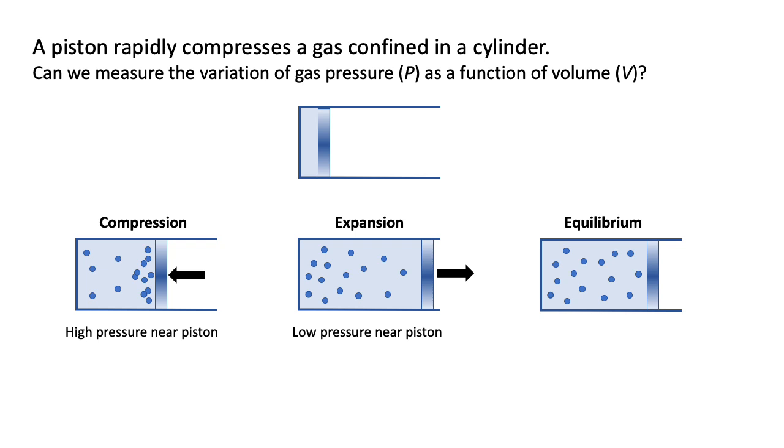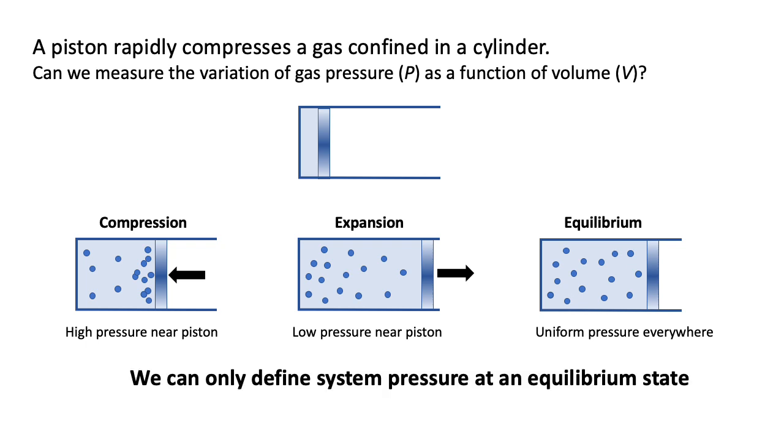It is only when you reach a state of equilibrium that the molecules are able to move around and distribute themselves uniformly. And then you have a uniform pressure everywhere inside the gas. So therefore, it is only when you have a state of equilibrium that it even makes sense to talk about a system pressure. Because if the piston is moving and you got a pressure gradient inside the gas, where the pressure is higher on one side and lower on the other, then there's no single gas pressure or system pressure we can talk about. It is only in a system that is at equilibrium that we can define a system pressure.